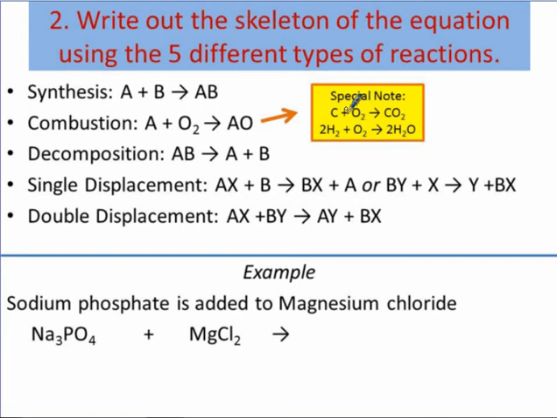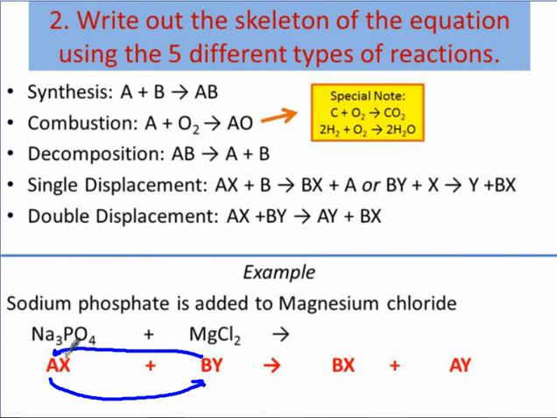So if I figure out the skeleton, on this one, if I look at this, my skeleton I can see is a double displacement, an AX plus BY. And if I look at my skeleton, I know the displacement's going to happen where this A and B are going to switch, and I'm going to end up with a BX plus AY.